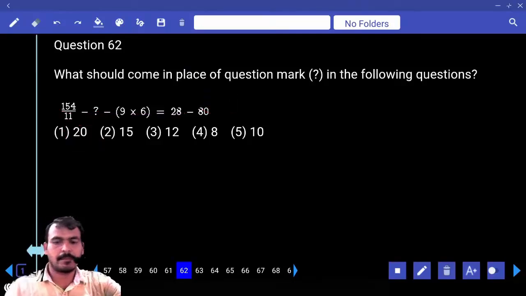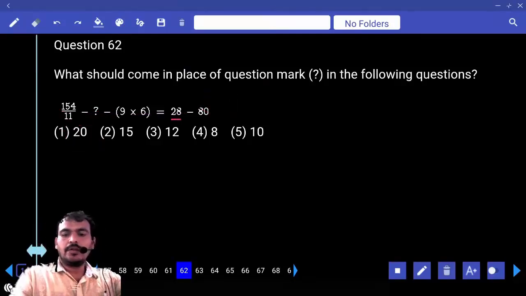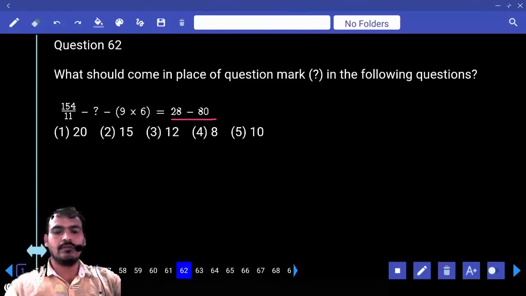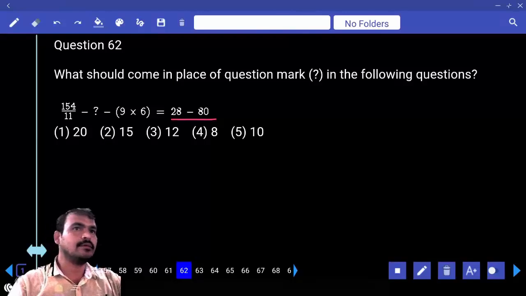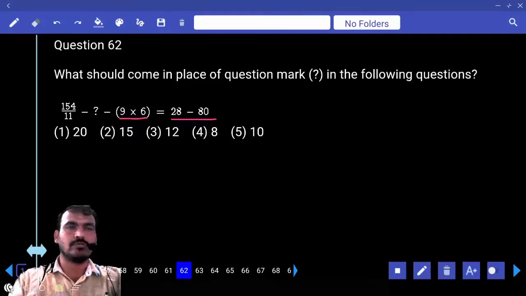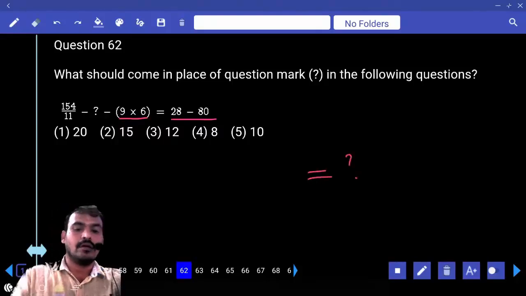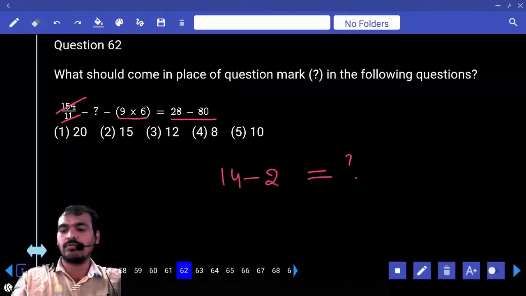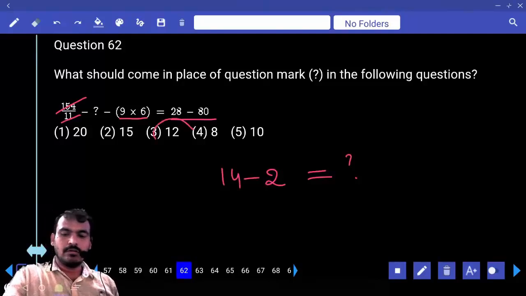Next, 28 minus 80, how much? Minus 52. It will become plus 52. Plus 52. 9 6, how much? 54. Minus 54 or plus 54? Minus 54. Already plus 52. 52 minus 54, minus 2. It is equal to question mark. 11 how many times? 154. 14 times. Then I write 14 minus 2. Answer 12.